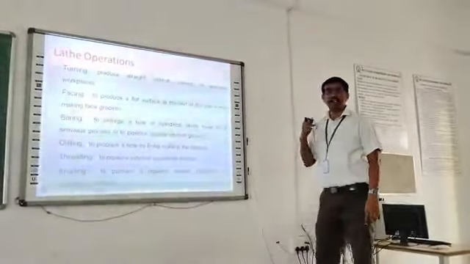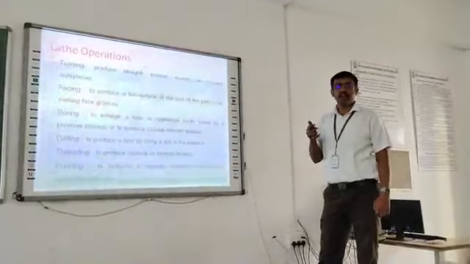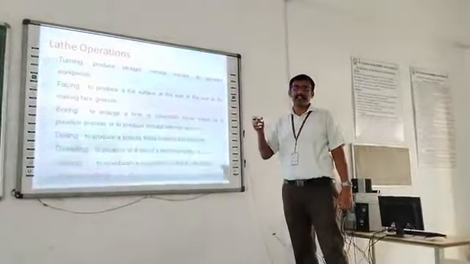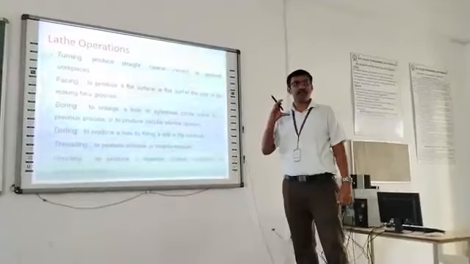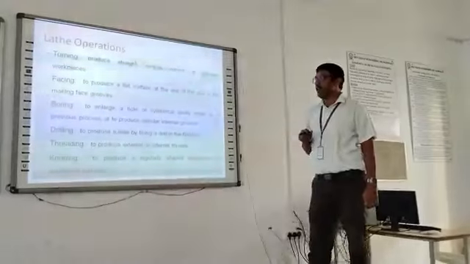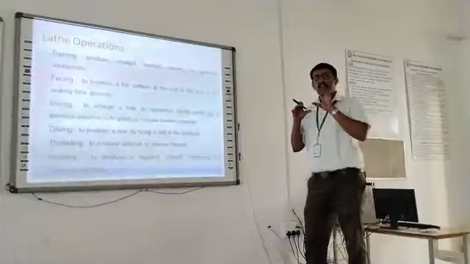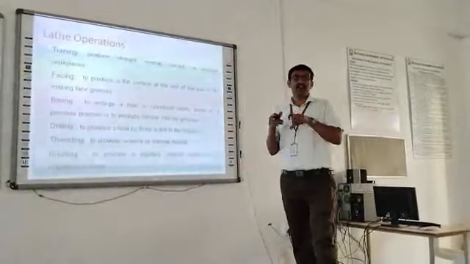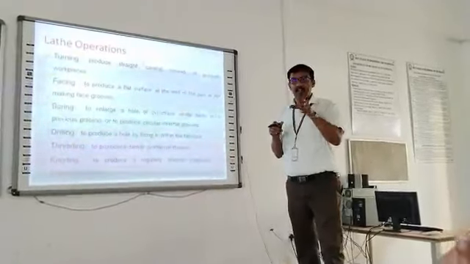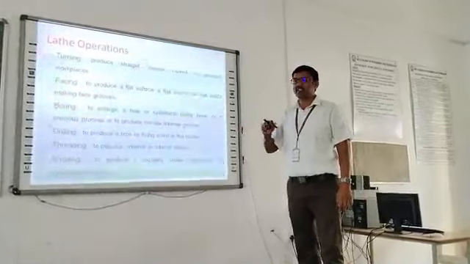Next one is threading. Threading is nothing but threading operations, where you can do internal as well as external threading. For nut and bolt, the threading can be done. Now the next one is the knurling operation, which gives roughness to the cylindrical surface. If you want to give a grip to an object, the knurling operation can be used.